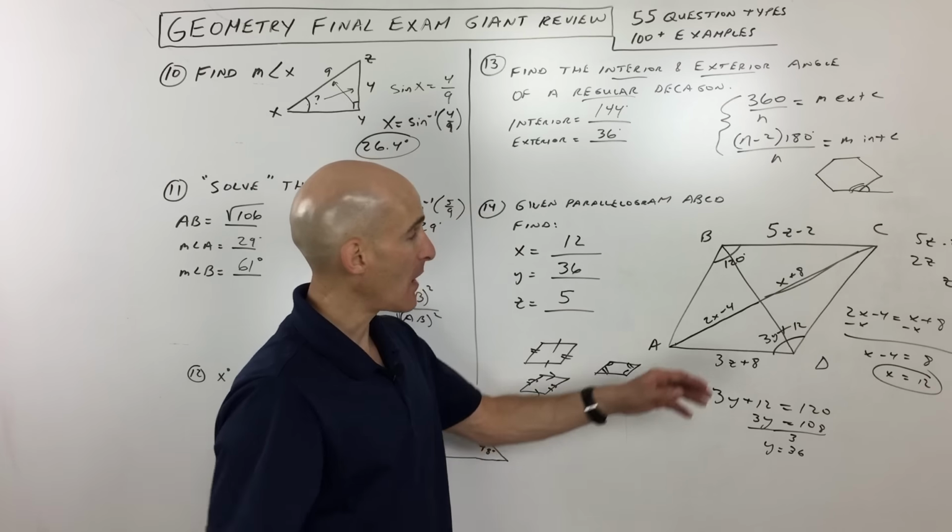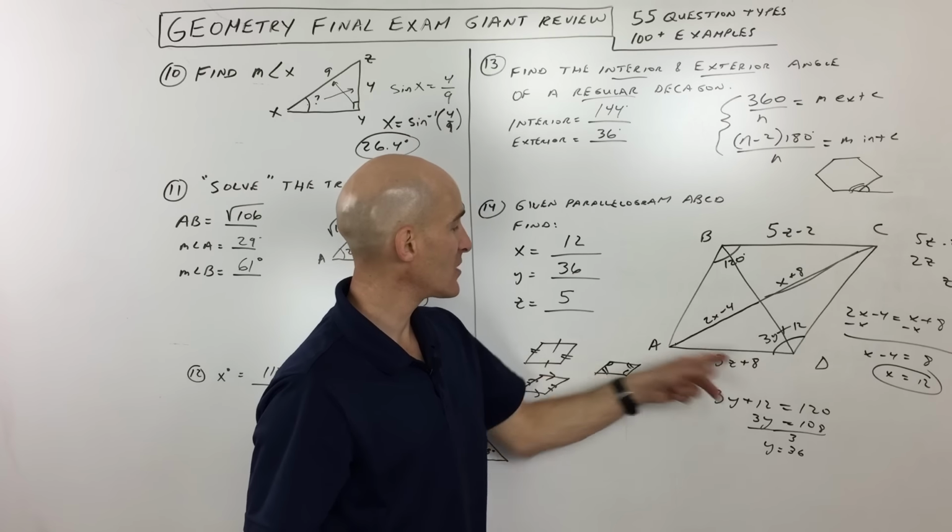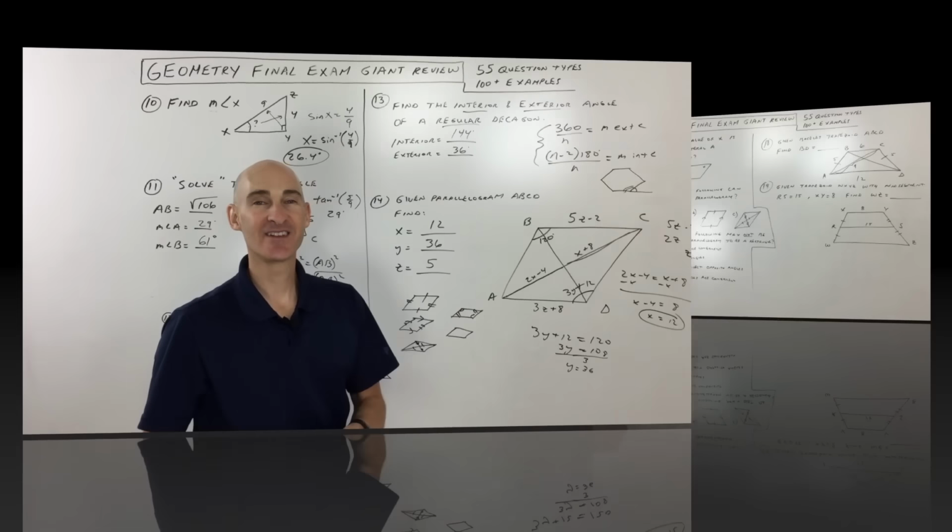And you can double check your work by putting it back in. This would be 25 minus 2 is 23. 15 plus 8 is 23. You can see that they're congruent.